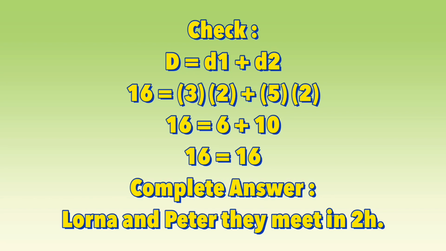So we are going to check. D equals D sub 1 plus D sub 2. 16 equals 3 times 2 plus 5 times 2. 3 times 2 equals 6. 5 times 2 is 10. So 16 equals 16, and so it becomes balanced. So therefore our answer is correct. Our complete answer, Lorna and Peter meet in 2 hours.